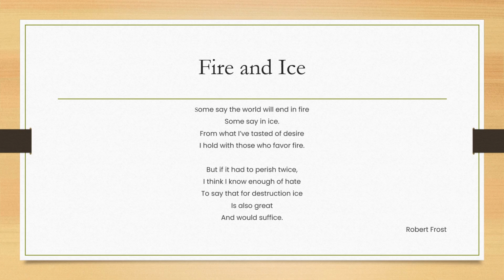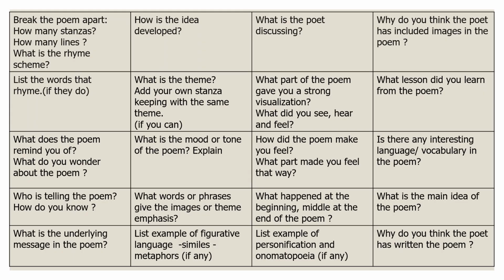Here in the poem, the poet is quite contemplative with the thought that fire, which symbolizes desire, is quite enough to destroy the world. But if the world has to perish twice, ice is quite sufficient for the destruction of the world. We have to have this general idea about the poem to have a proper analysis of it. Now let's begin the analysis of the text.